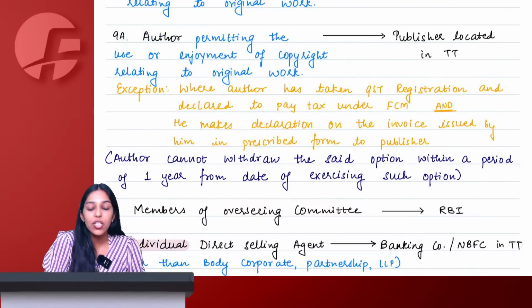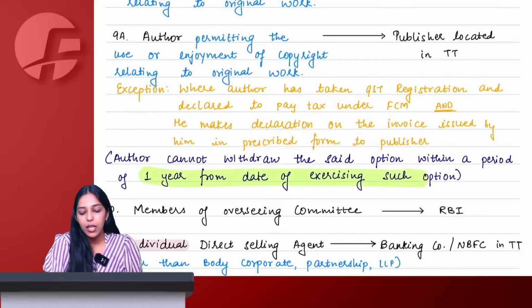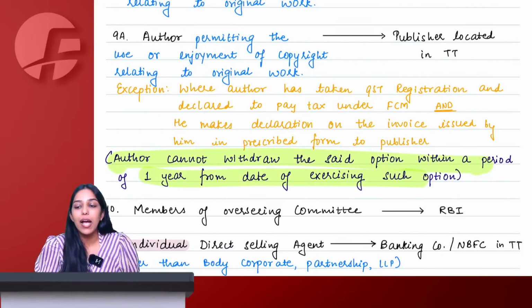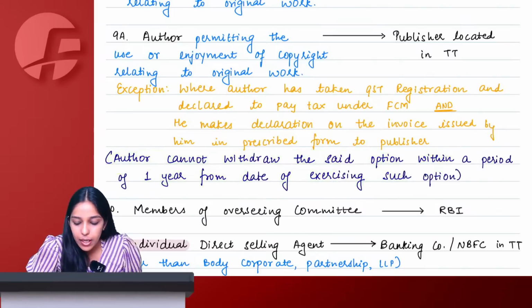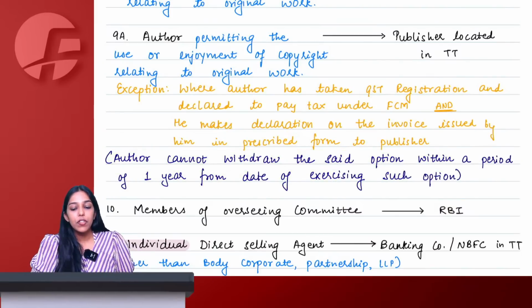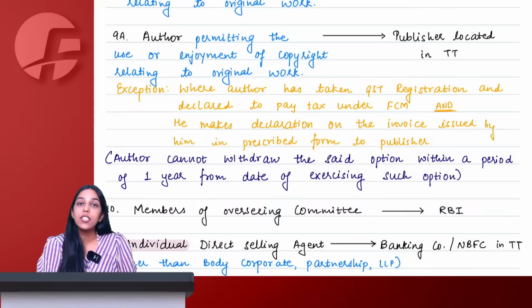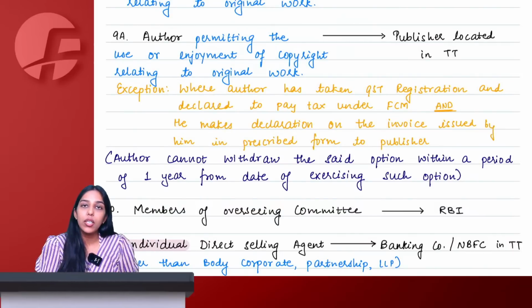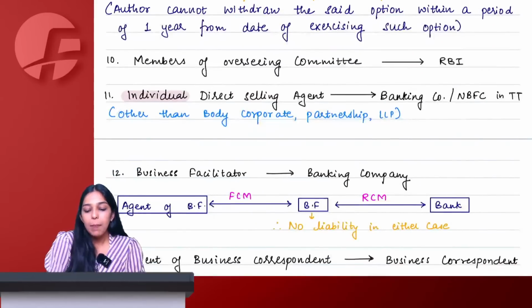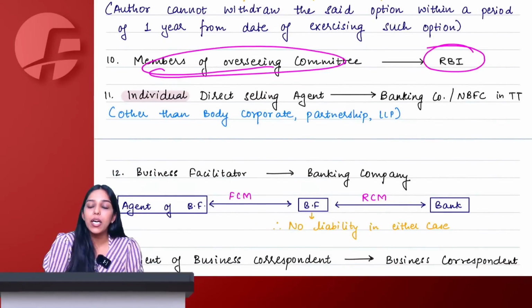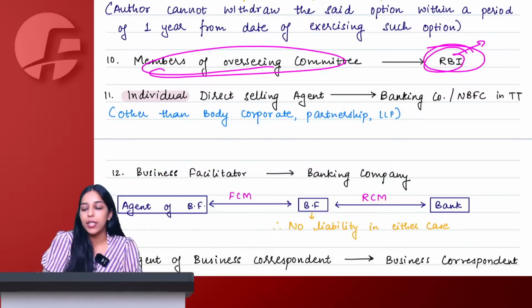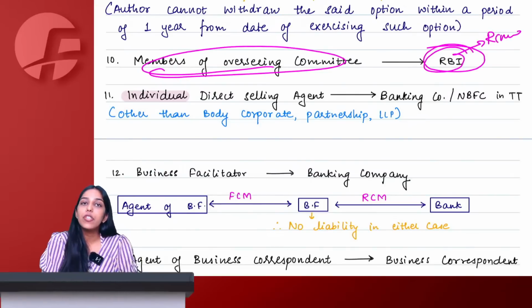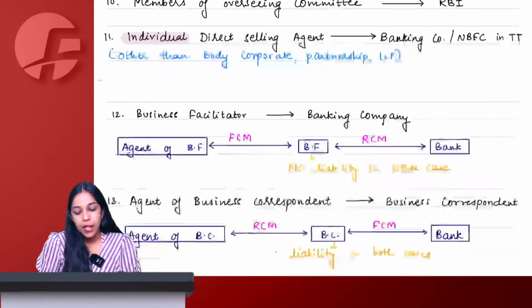But if you are taking such an option, at least for 1 year you will have to stay registered as an author. So for an author, we will say normally RCM, but if the author wants, the author can take registration and also collect tax under FCM and pay it to government, then RCM will not apply. Members of the overseeing committee to RBI, again Reserve Bank of India being the bigger body, will be liable to pay tax under reverse charge mechanism to government.